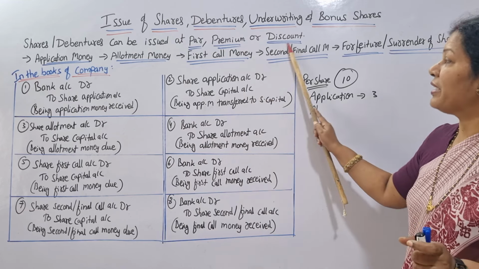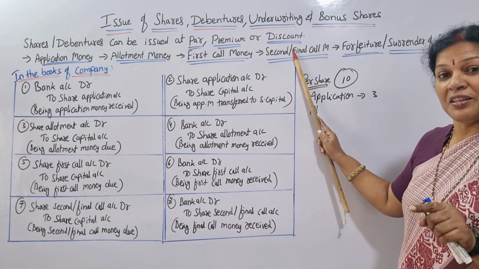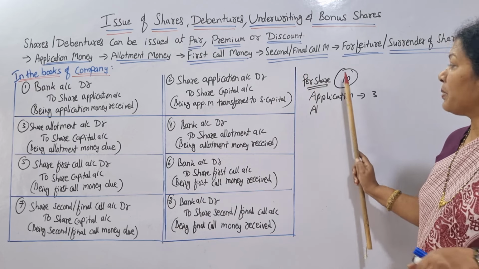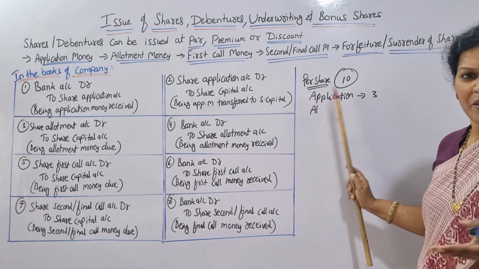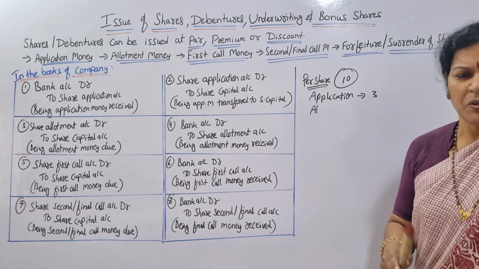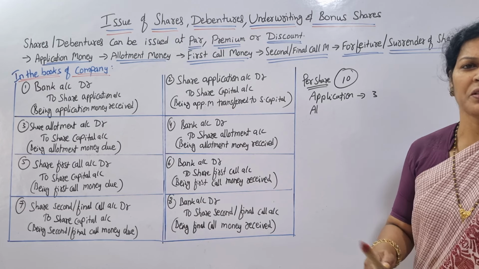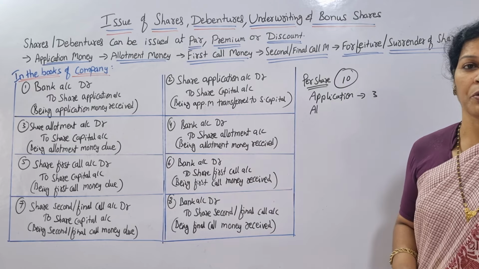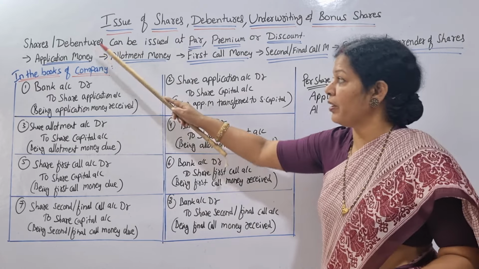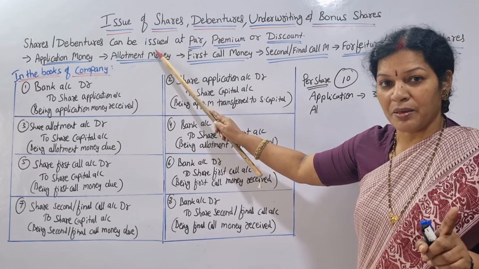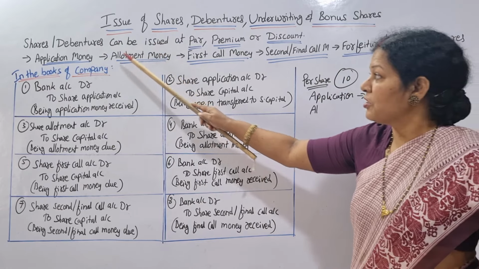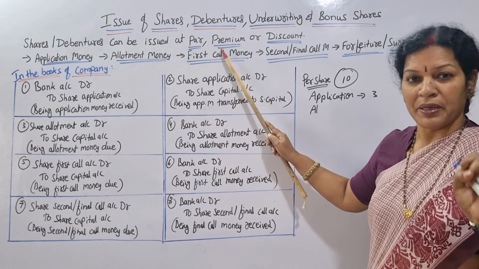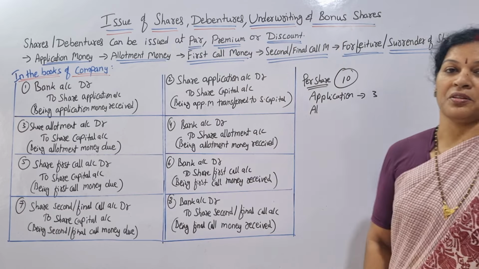And sometimes the company can issue the shares at discount, less than the original price. Original price is 10 rupees per share, and they are issuing it at discount, say 1 rupee discount or 2 rupees discount. 1 rupee discount means they are issuing for 9 rupees. Remember these points: shares or debentures can be issued at par, premium or discount.